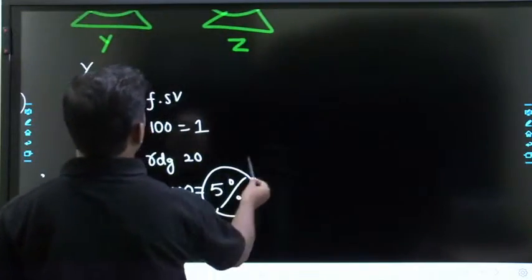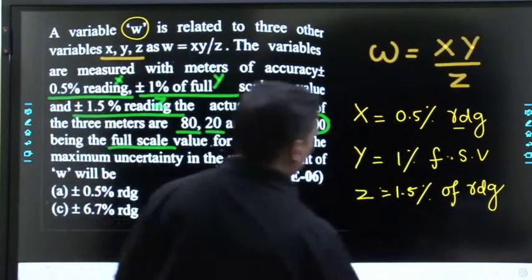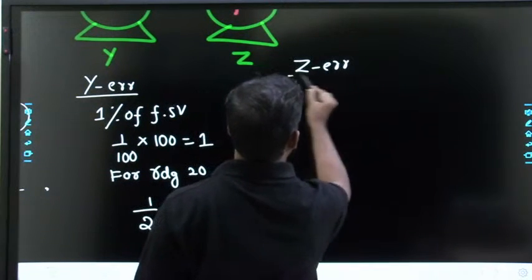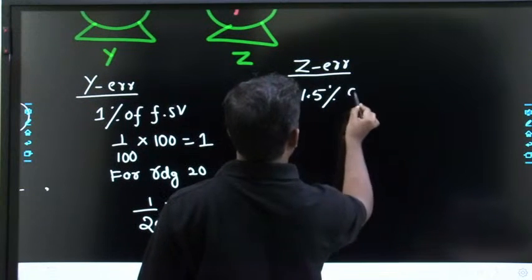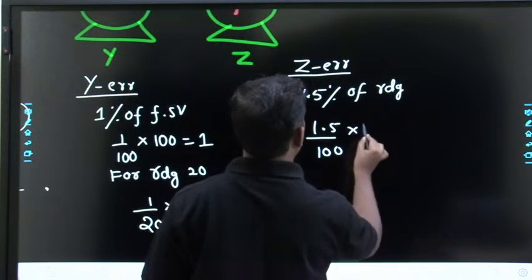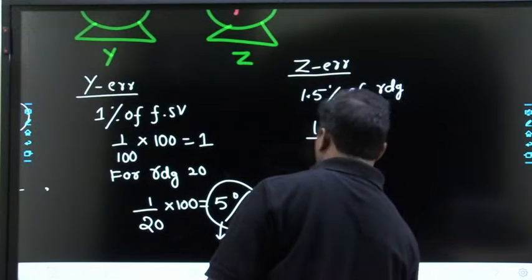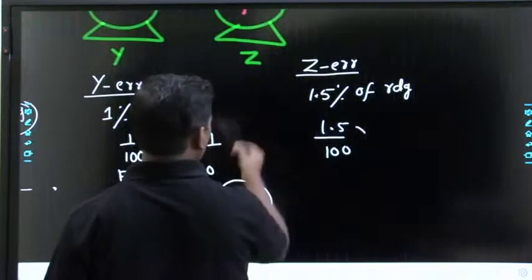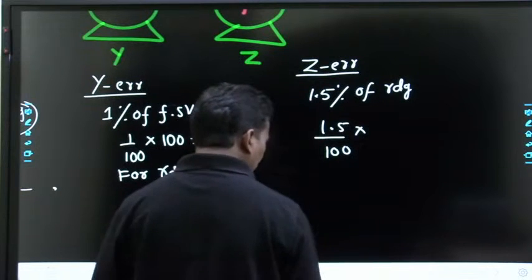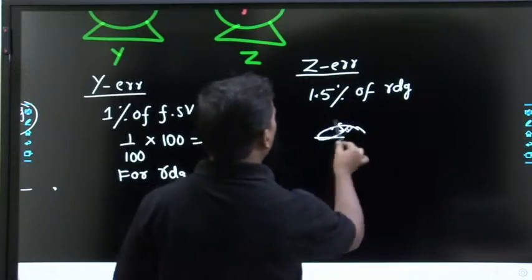Next, for Z, what is given? 1.5% of reading. For Z the error is 1.5% of reading. 1.5% of reading means how much? 1.5 by 100 into full scale value 100. Sorry, it is not full scale. What is the reading of it? 50. 1.5% of 50. 1.5% of reading, so it is also not required. Directly the readings are given.